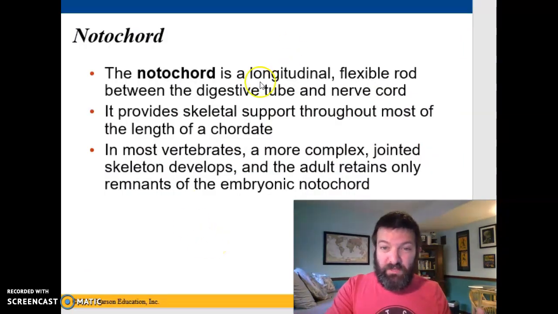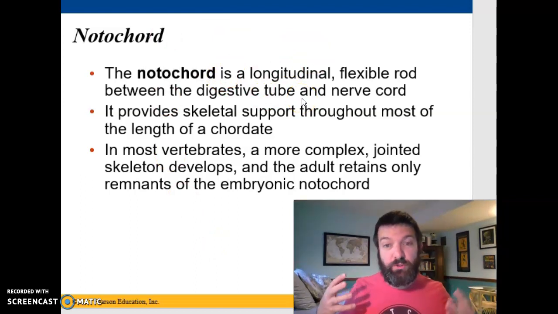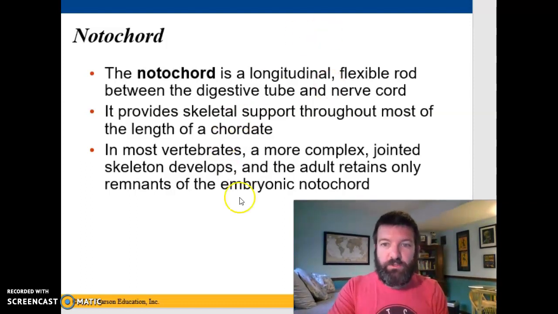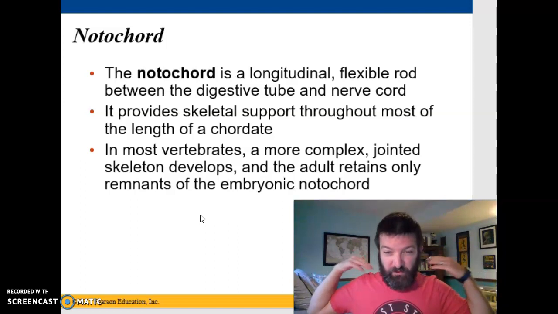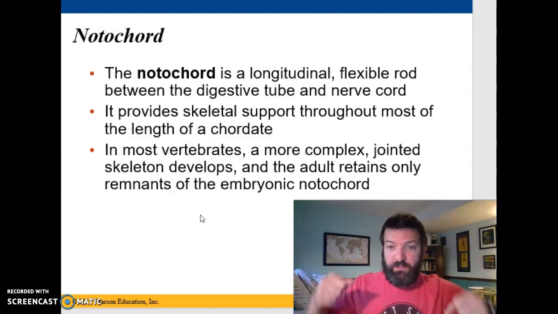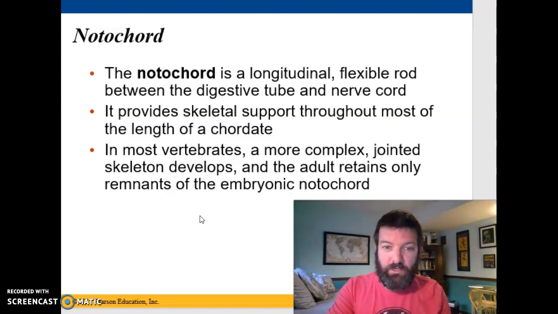So the notochord, this flexible rod, provides essentially skeletal support. It provides structure and also something for muscles to pull on, right? So you can swim, right? And in most vertebrates, it becomes more complex. And in addition to that, which sort of develops into your vertebrae, you get a jointed skeleton that develops like you're going to see around Halloween here.